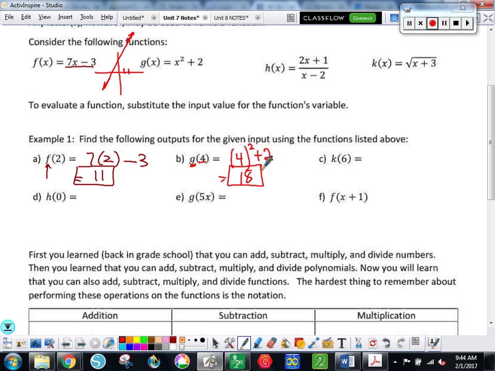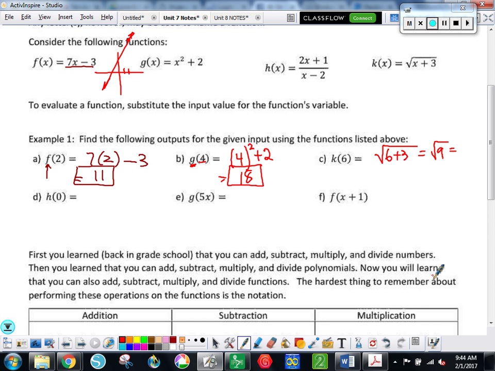Fantastic. Alright, so let's do it again. I use the a function. Everywhere there's an x, I put a 6. 6 plus 3 is the square root of 9. Is it 3 or is it plus or minus 3?